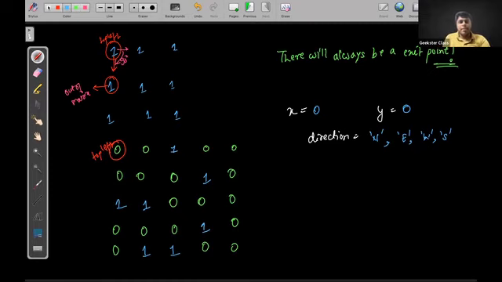Initially, what will be the variable direction? Initially, what is the direction according to the problem? It is north. Sorry, it is east. It is rightwards. If you are getting confused by this, then take it like this.